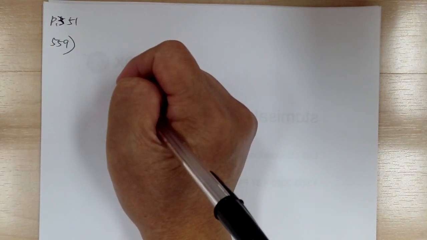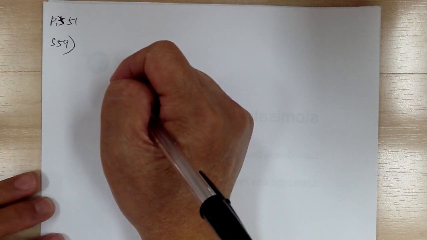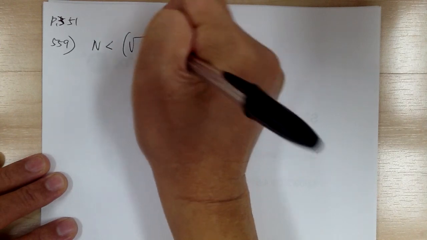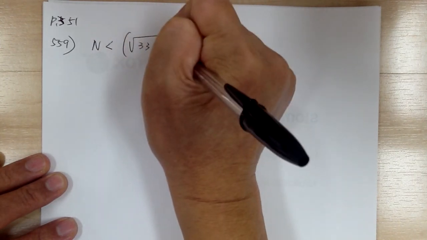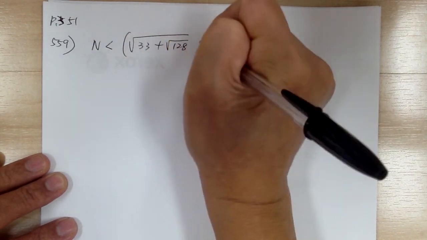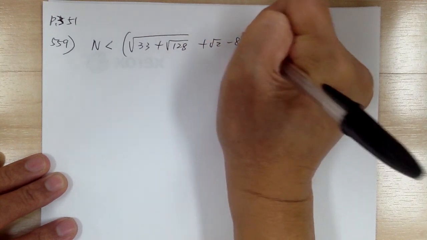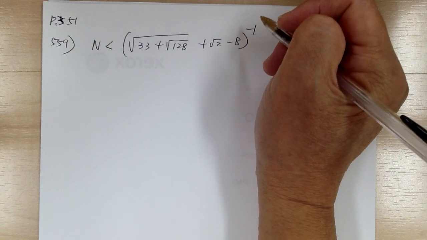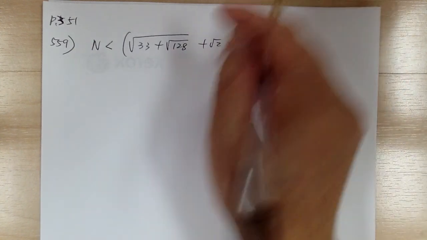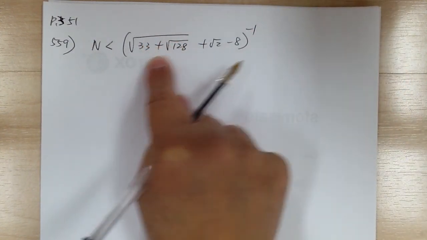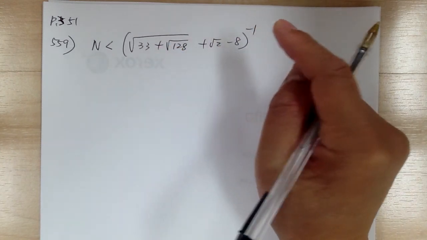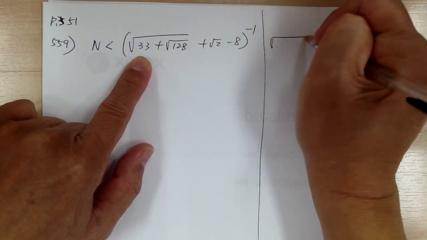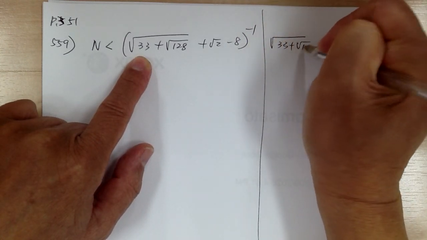Okay. You're looking for the largest integer n such that n is less than the square root of 33 plus the square root of 128 plus square root of 2 minus 8 reciprocal. Okay. So the key to this problem is you need to go and simplify these. Okay. So to simplify that, you go off to the side. So square root of 33 plus square root of 128.